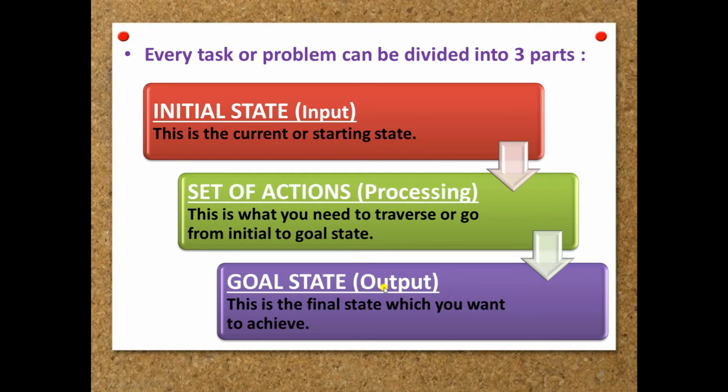Okay, now just go through it. Initial state is the current state or the starting state. Set of actions, this is what you need to traverse or go from initial to goal state. Then the goal state is the final state which you want to achieve. Okay?